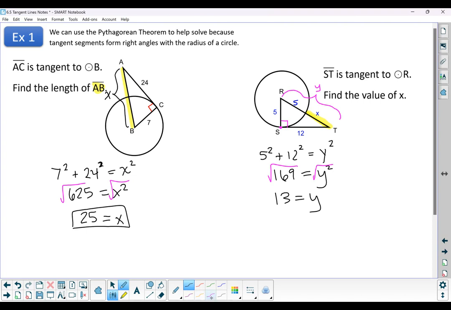We're looking for the length of x, so we know this whole segment is 13. Well, from R to the edge of the circle is the radius, that's 5. So from the edge of the circle to T has got to be 8. So 5 plus 8 is 13. So x is equal to 8.